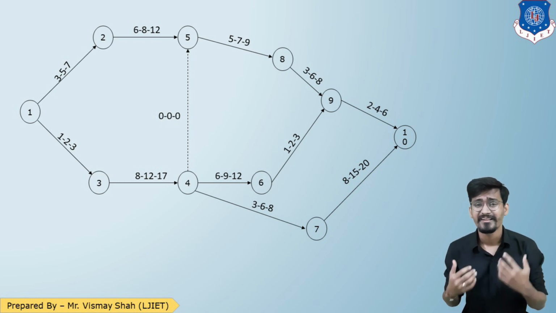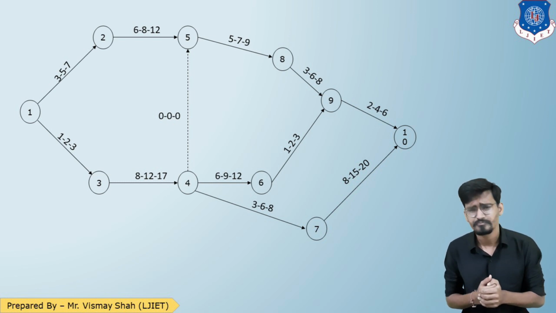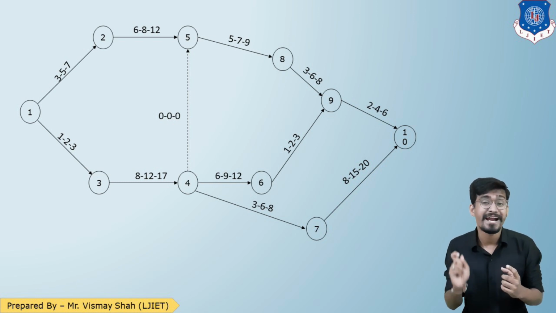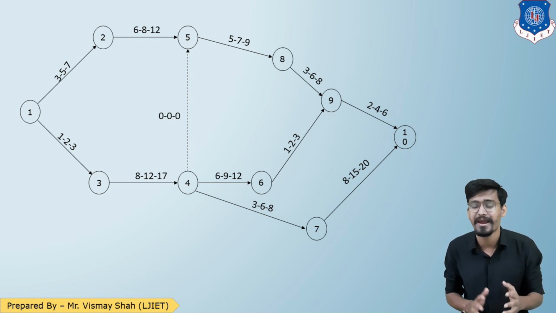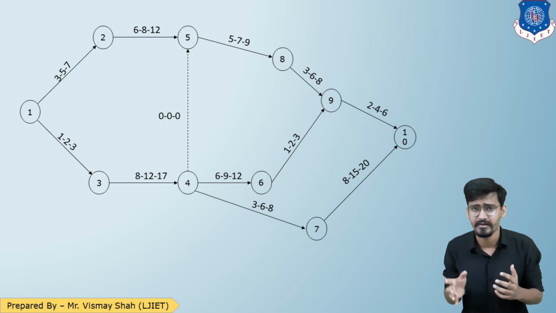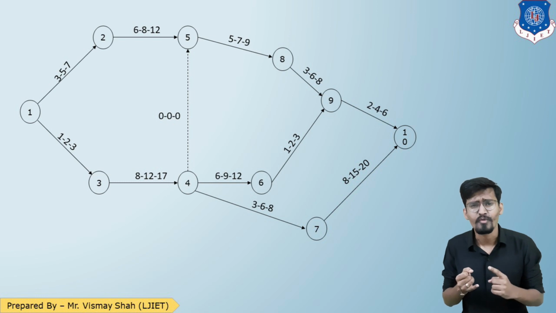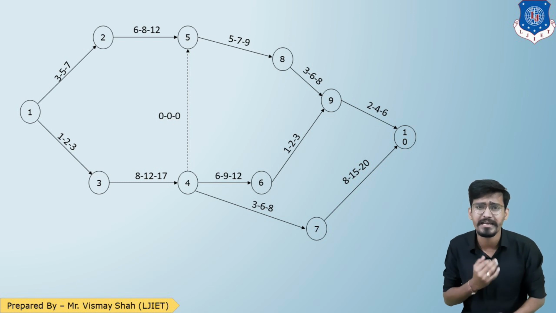As you can see, there are events numbered 1 to 10 and activities are represented by 1-2, 1-3, 2-5, and so on. Above the arrow, there are three time estimates given in the network. For 1-2, it is 3, 5, 7. Now from that 357, which is TO, TM and TP?